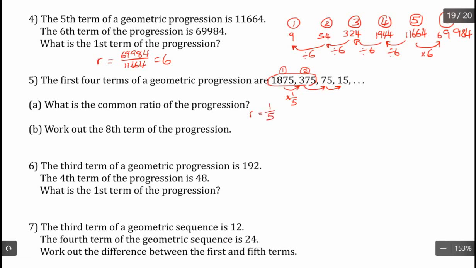The 8th term, you can just at this stage think of dividing by 5 if you like, just keep going. So there's the 3rd, 4th, 5th term, if we divide by 5 that would be 3. 6th term, if we divide by 5 that would be 3/5. 7th term, dividing by 5 would give us 3/25. And the 8th term, divided by 5 would give us 3/125.